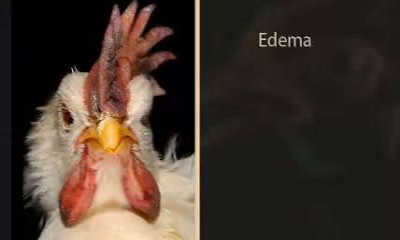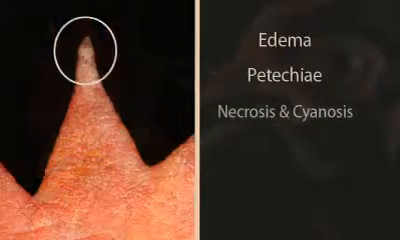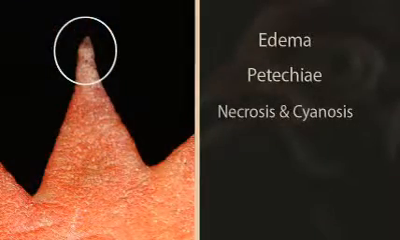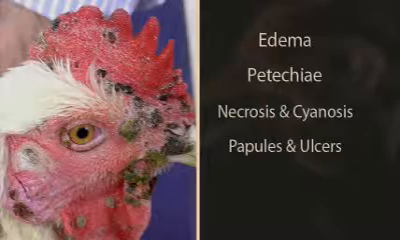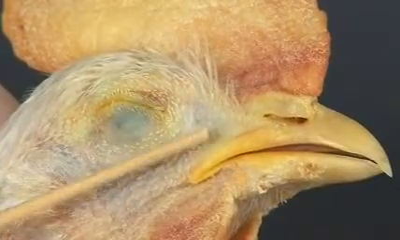Abnormalities may include edema, petechiae, necrosis and cyanosis, cutaneous papules, and ulcers. Evaluate the infraorbital sinuses.